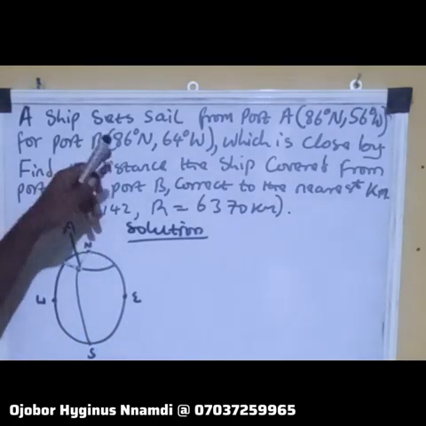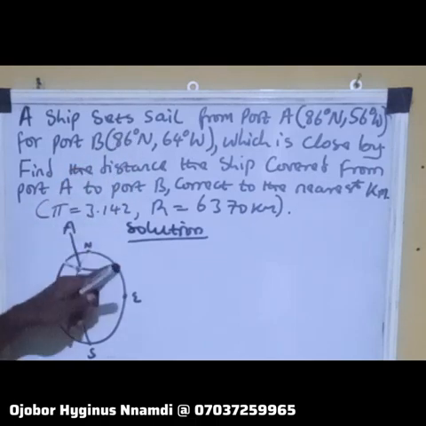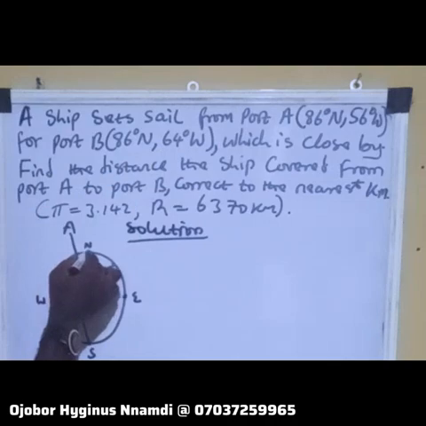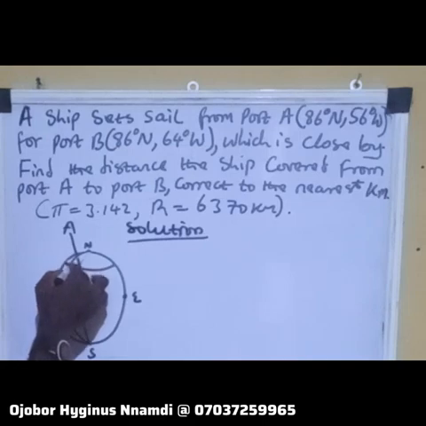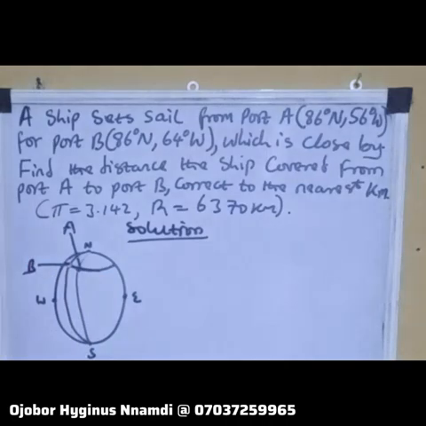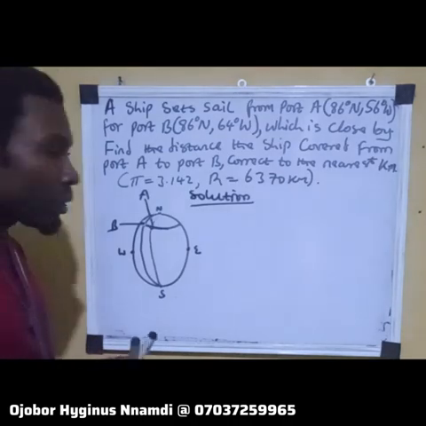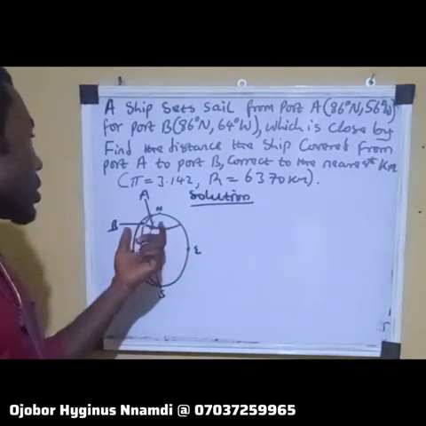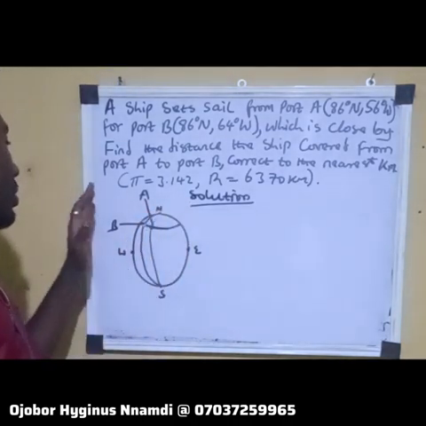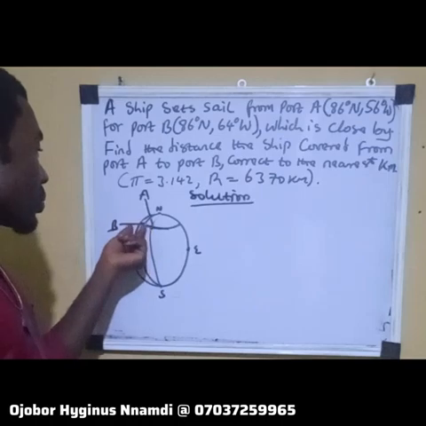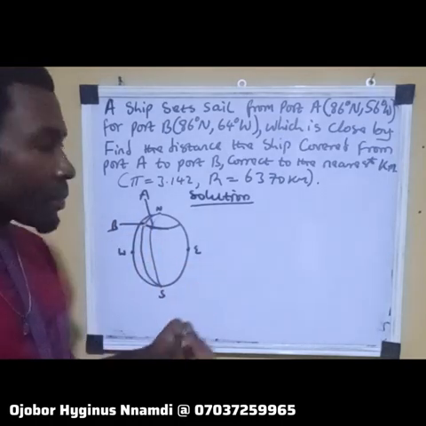Then another port B, the same latitude, but the longitude now is 64 west. If this is 56, 64 is after 56. So you have another longitude, but on the same latitude. This one is B, 64 degrees west. So both of them are on the west. And if the 2 points are on the same side of the longitude, but on the same latitude, the angle between them is the difference between the angles.